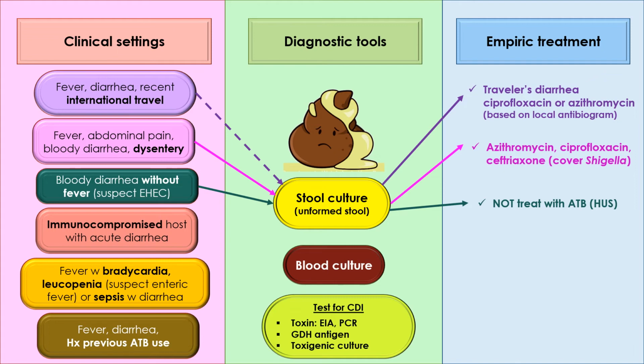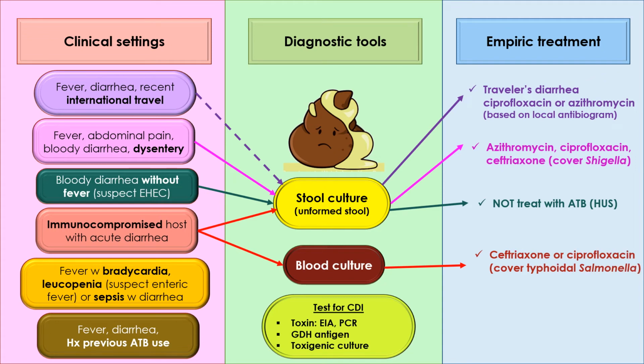But for an immunocompromised host with acute diarrhea, you should check stool culture and blood culture together. Maybe the treatment has to cover typhoid or Salmonella. Typhoidal Salmonella consists of Salmonella typhi and paratyphi. We have another category of Salmonella we call non-typhoidal Salmonella. It's Salmonella other than typhi and paratyphi, such as Salmonella typhimurium and Salmonella enteritidis. This group of Salmonella doesn't need antibiotics.